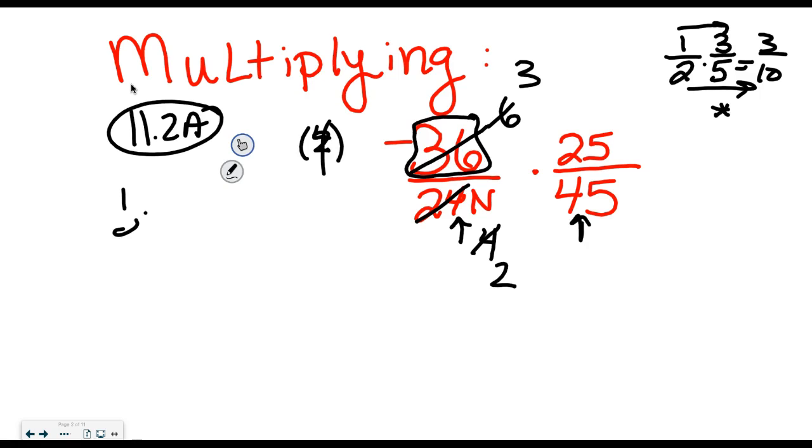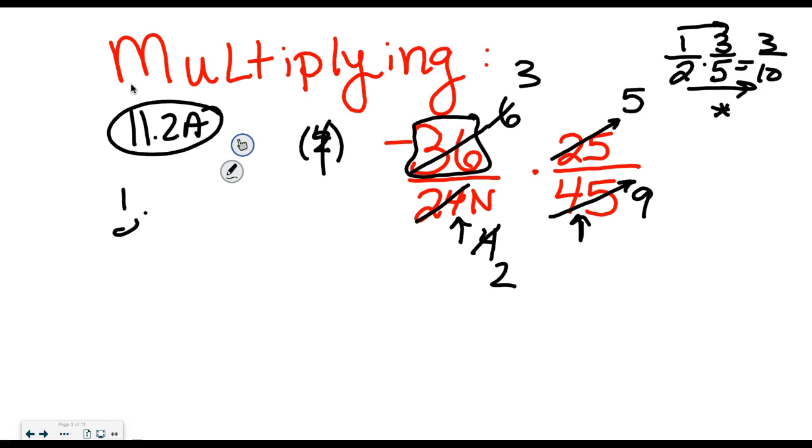So then we're going to go over and ask ourselves, is there anything living in the 25 that's also living anywhere on the bottom? What shouts out to you? What goes into both of these? For sure. And we'll know if it's the biggest. 25 divided by 5, 45 divided by 5. If nothing goes into those 2 that are left, and nothing goes into 5 that also goes into 9.